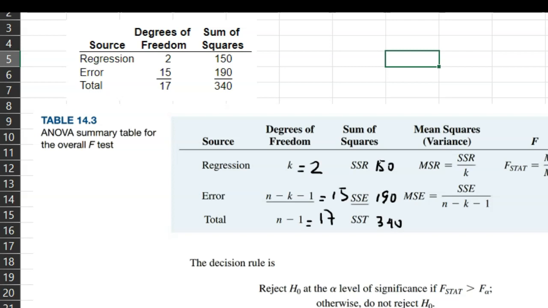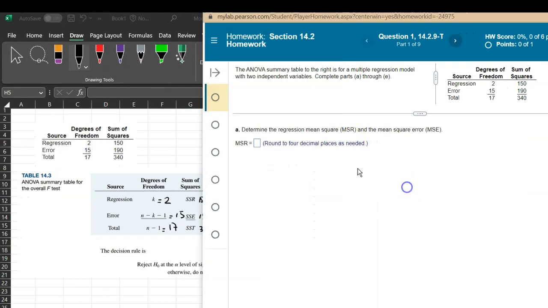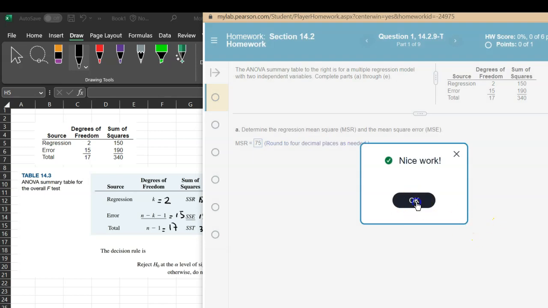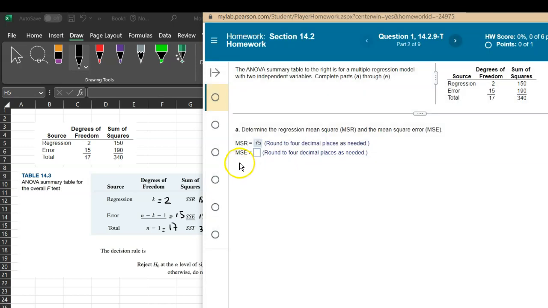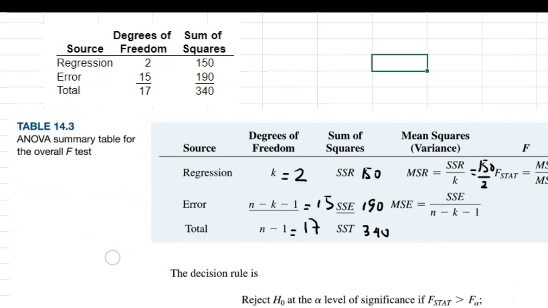Now, to get the MSR, the mean square regression, that's what they are asking us for. So I need to divide the 150 by the degree of freedom, which is 2, and that should be 75. So the answer here is going to be 75. Check it. We're good.